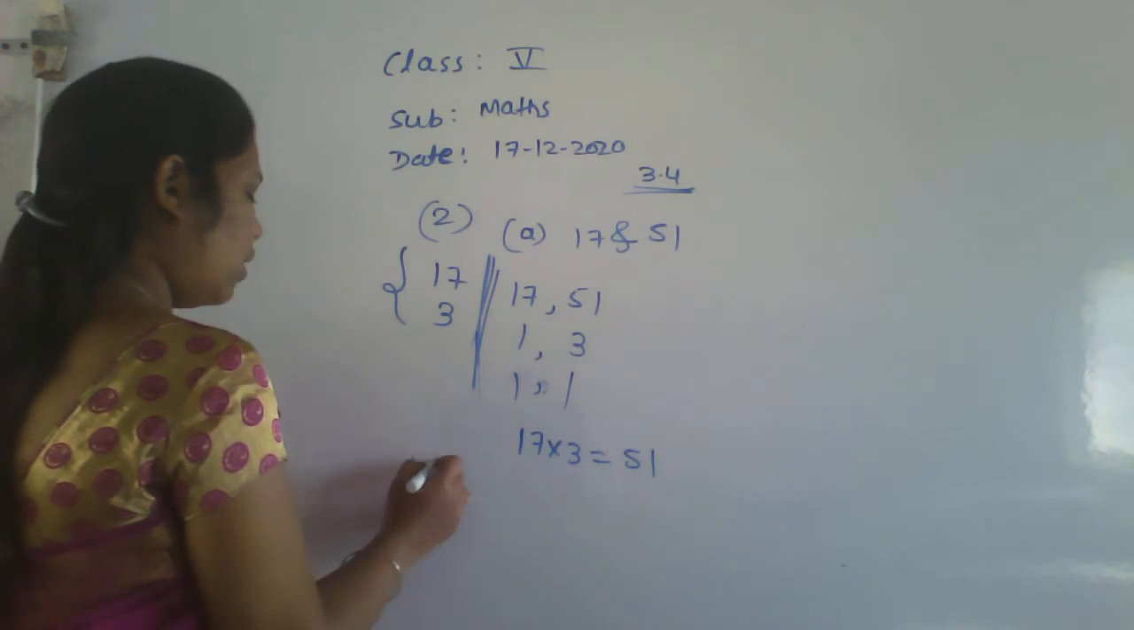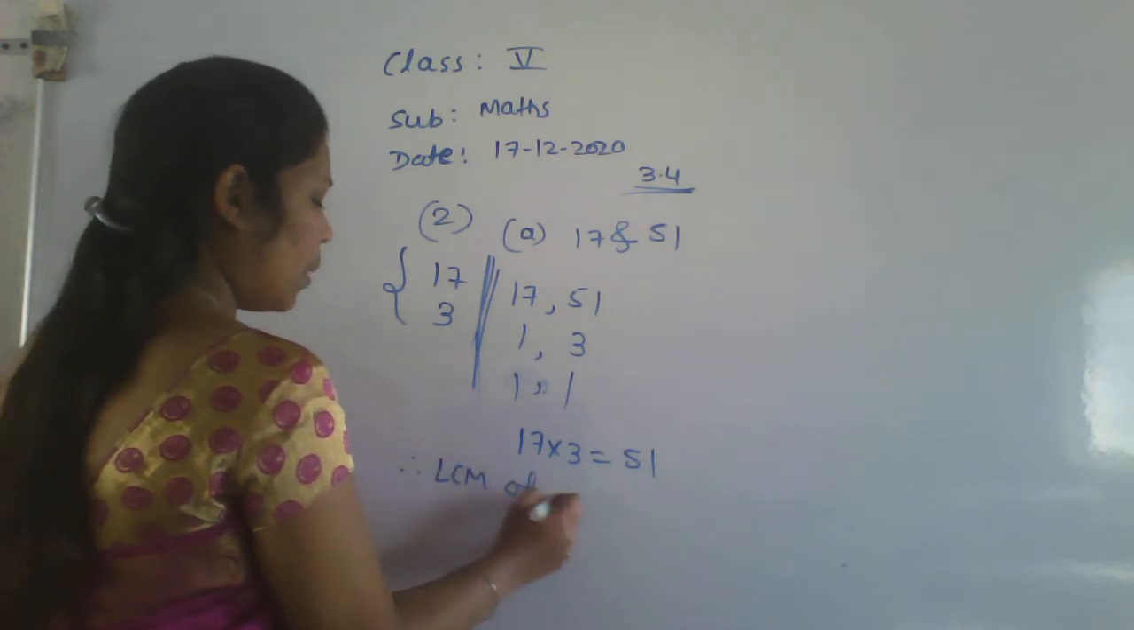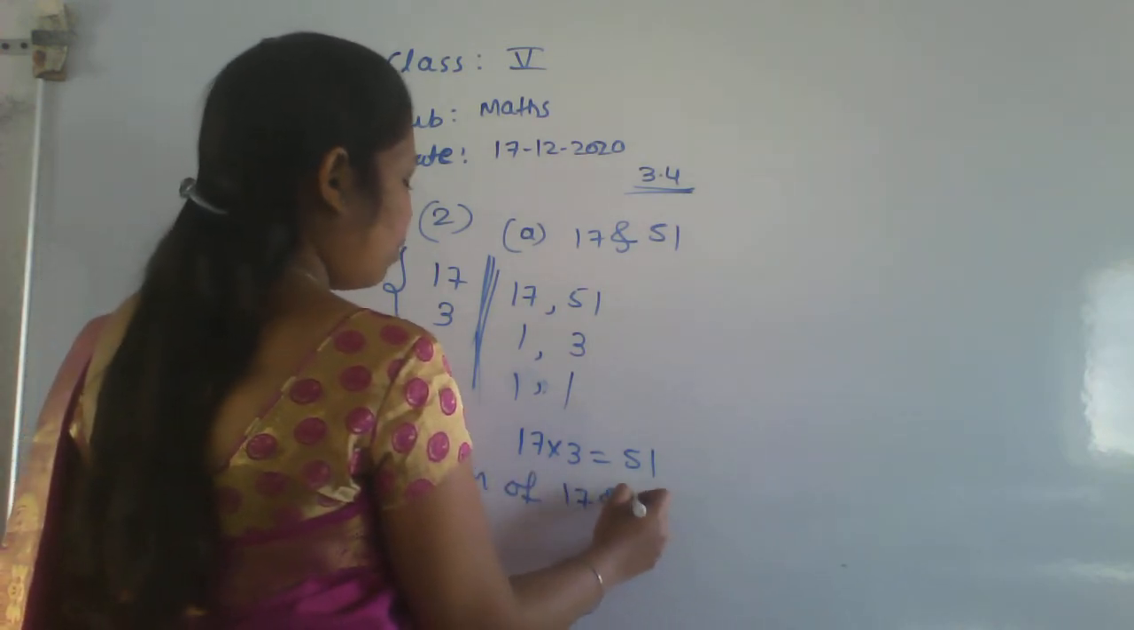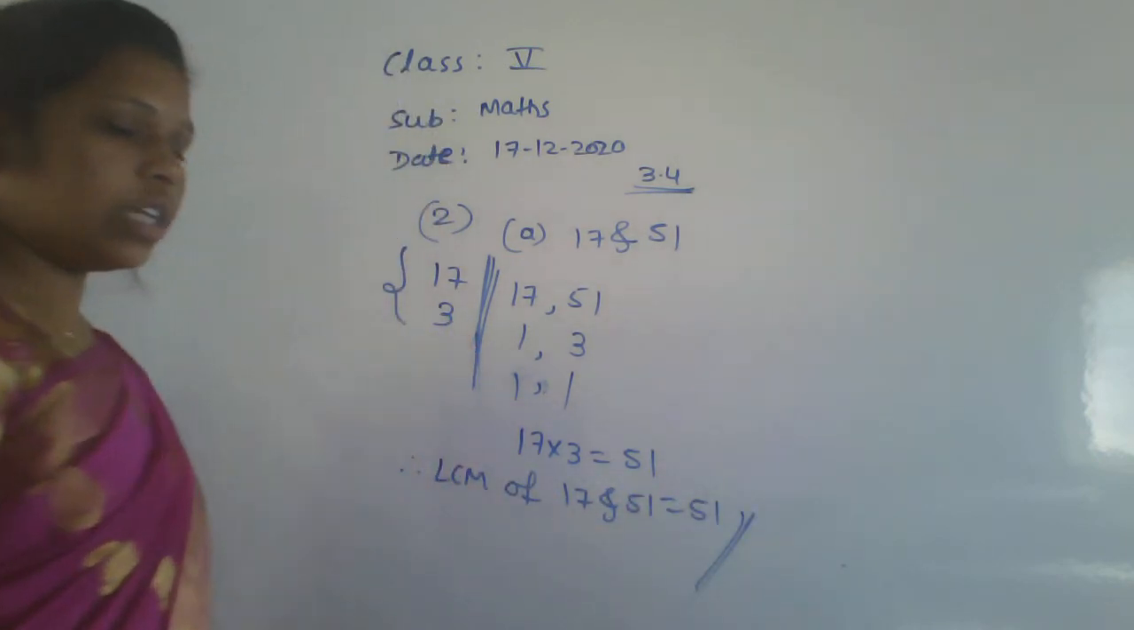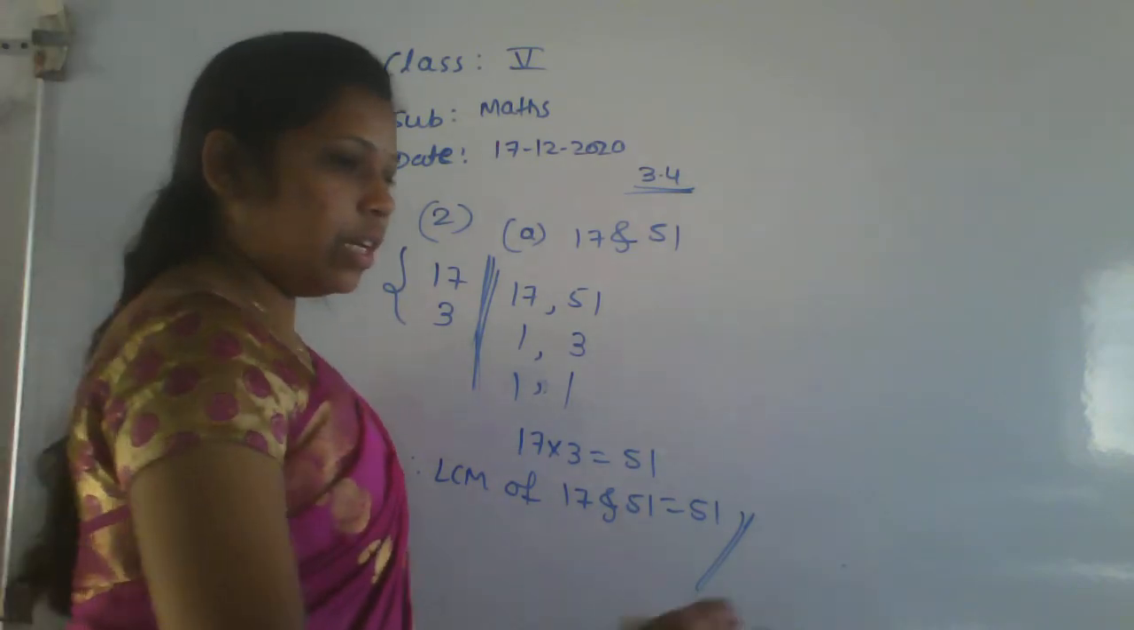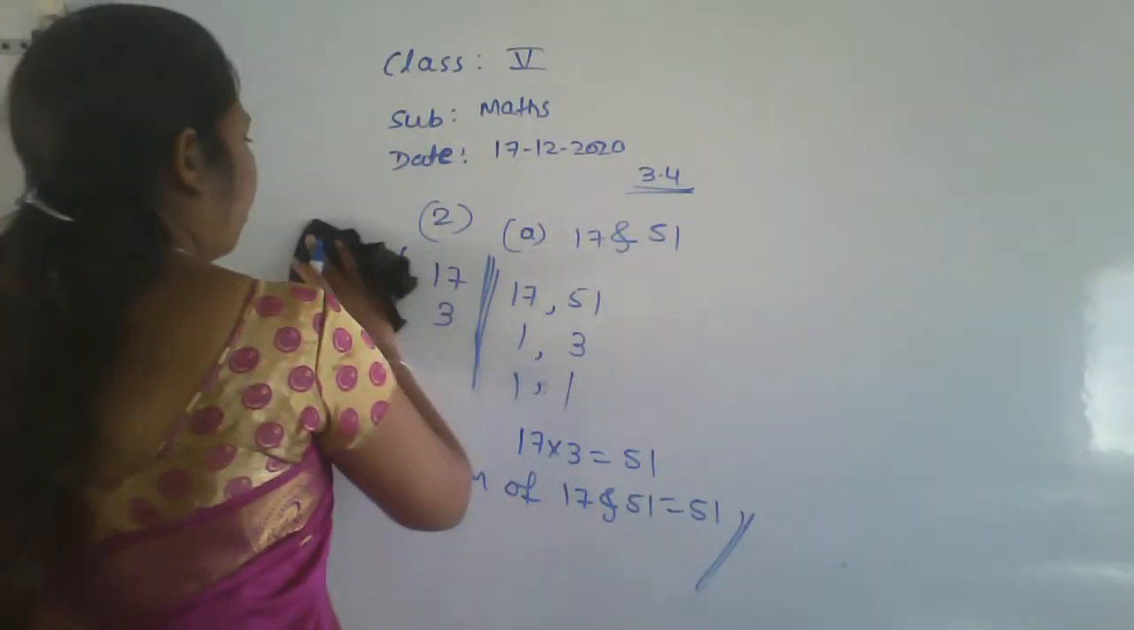Okay, so therefore the LCM of 17 and 51 is 51. Okay, go for the second problem.